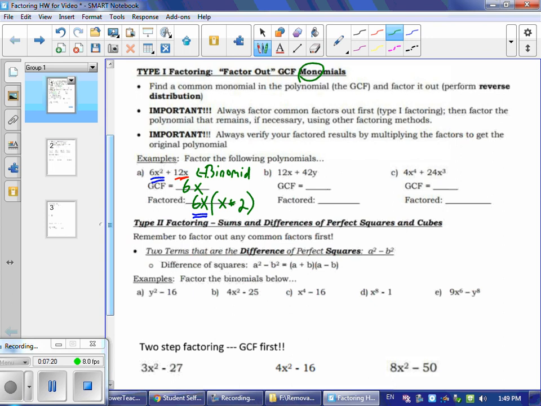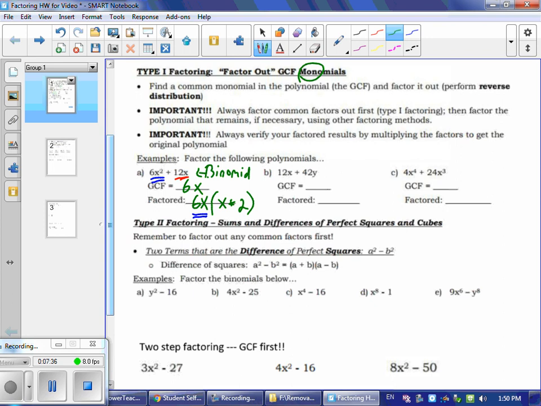12x plus 42y. First thing I notice is the variables are different. I am not going to factor a variable because I don't have the same variable in both terms. I have a binomial there, 2 terms. I do know that something goes evenly into both 12 and 42.